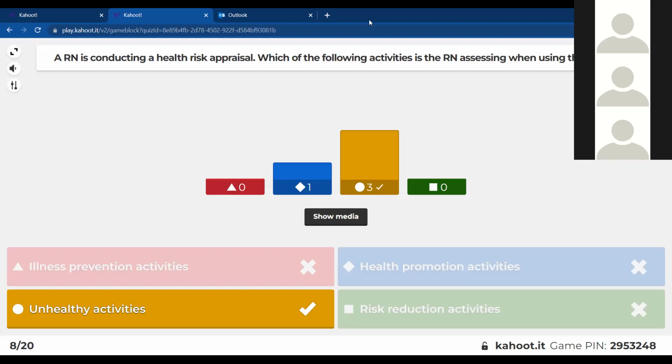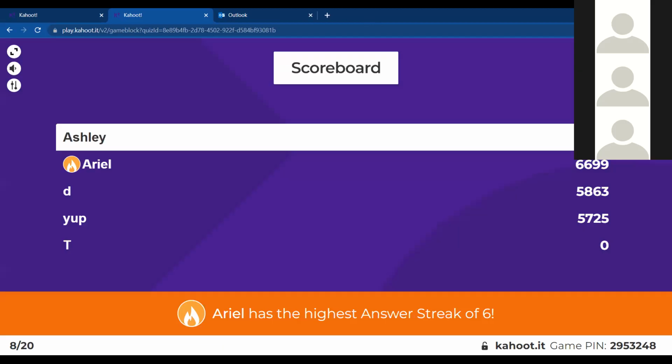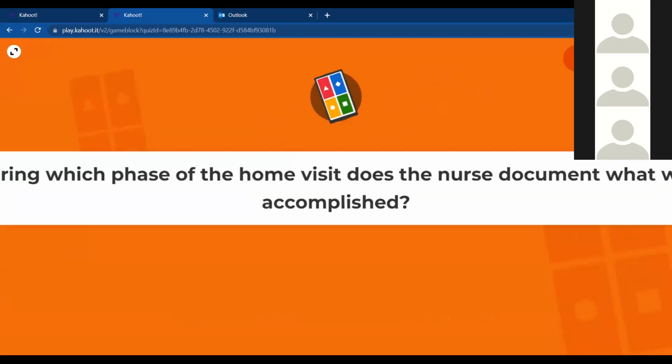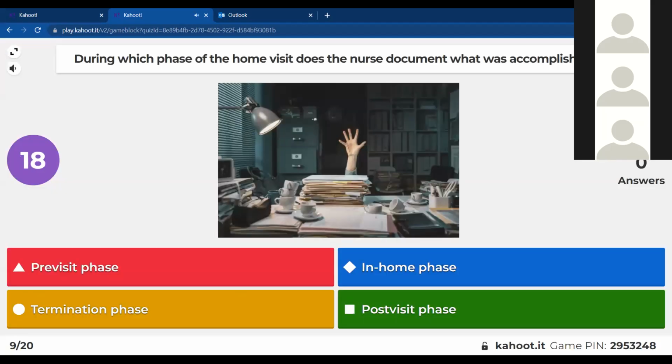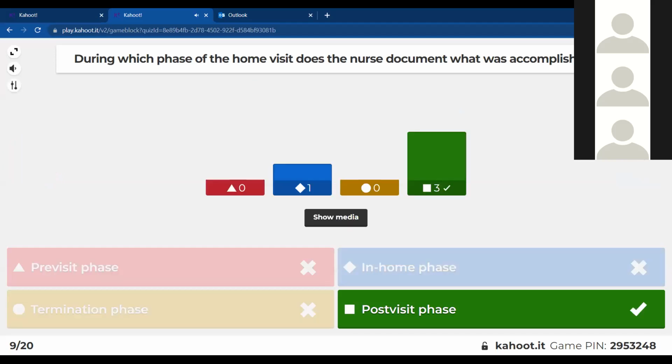Okay, good. All right, I didn't get an answer on the Kahoot, but I'll do one more with you guys, okay? During which phase of the home visit did the nurse document what was accomplished? Very good. It's the post-visit phase. That's when, after we're like done, right?